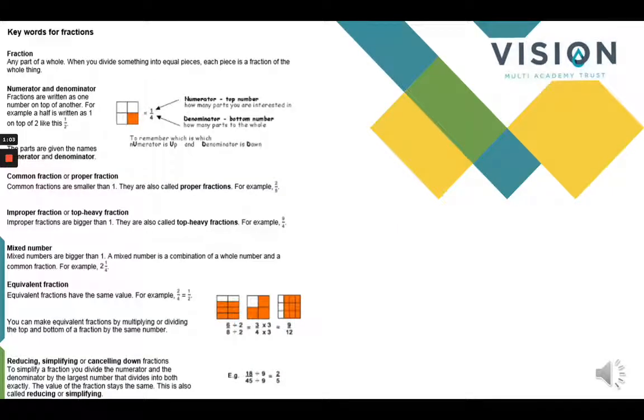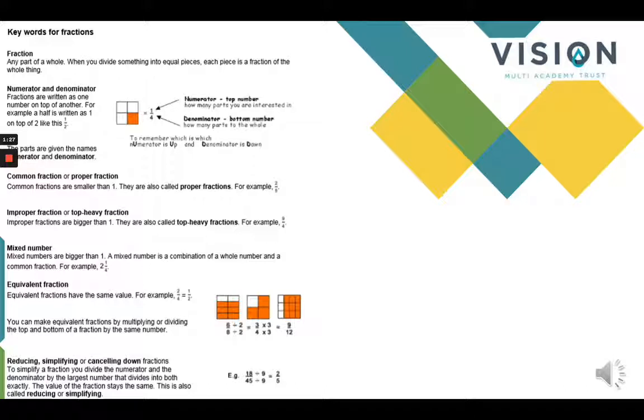This slide explores the vocabulary associated with fractions, decimals and percentages. It is vital that the children understand and use the correct vocabulary. So the key words for fractions: the keyword fractions, so any parts of a whole. That's when you divide something into equal pieces. Each piece is a fraction of the whole thing. We've got the numerator, the top number, and the denominator, the bottom number.